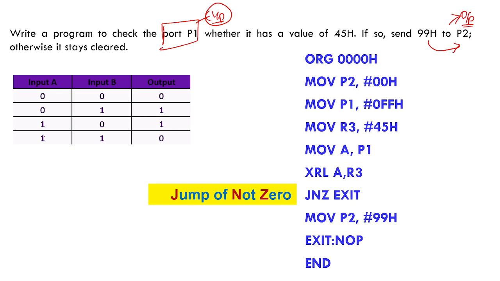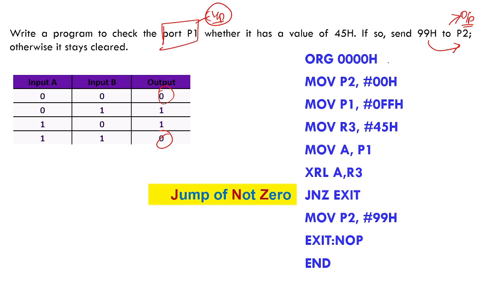The XOR operation, we know, if both inputs are the same, you get a 0. So that is the logic we are performing here. If I am giving 45, it will do XOR with the 45, so we will get a 0. So the condition is satisfied, and I need to send your 99H to P2. This is the logic. If not, you need to remain stay clear.